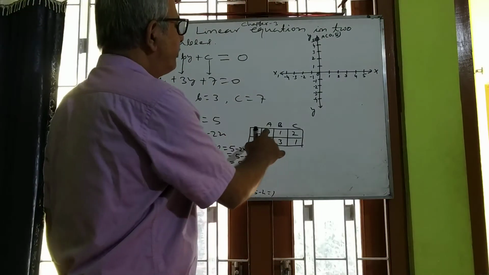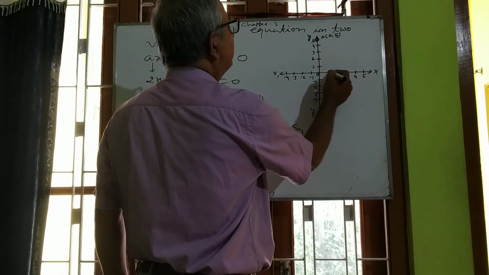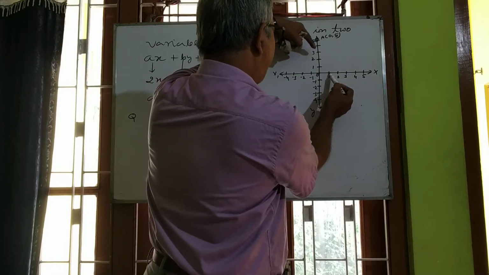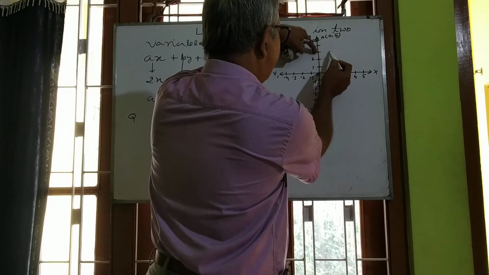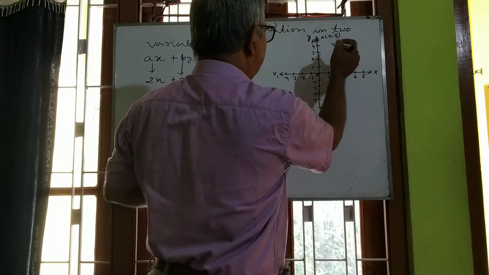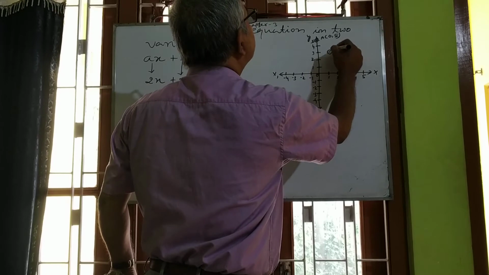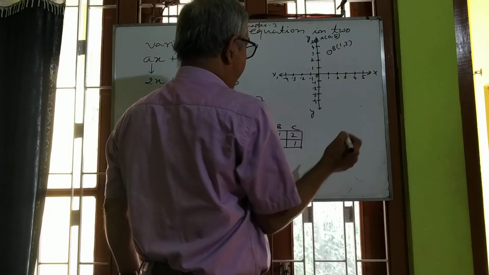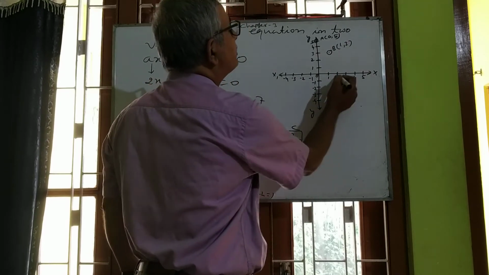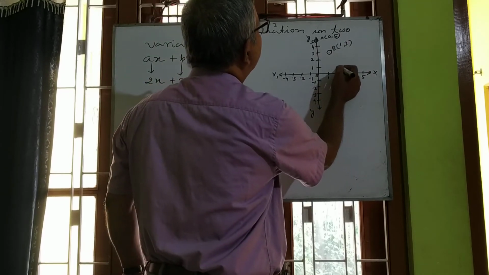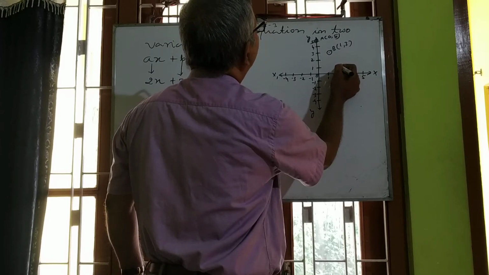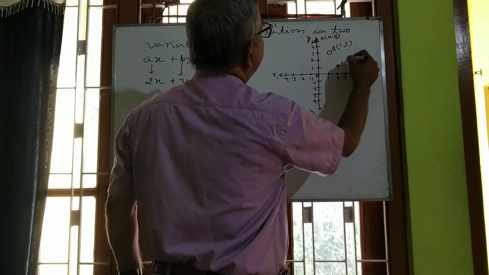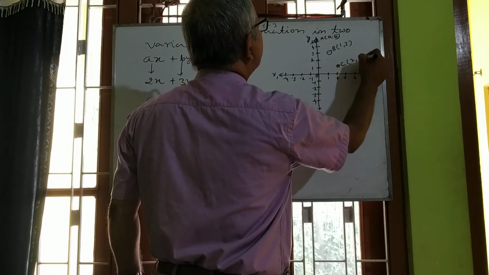Next point is what? X is equal to 1. Then y is equal to how much? My dear student, 3. X is equal to 1, here you are getting y is equal to 3. This is point B, 1 and 3. And this is 2 and 1. X is equal to 2, then y is equal to 1. That is C, 2 and 1.